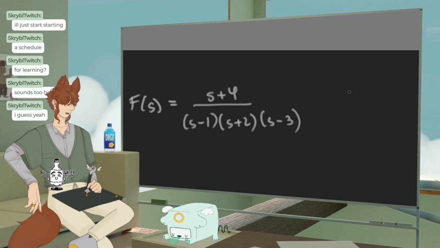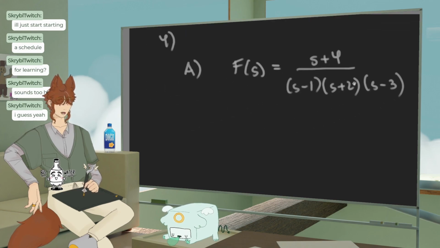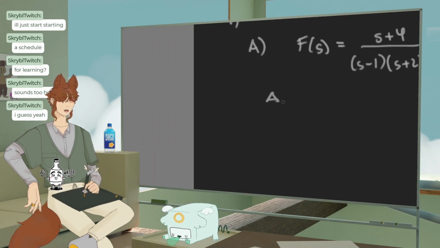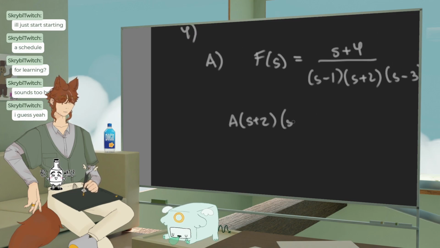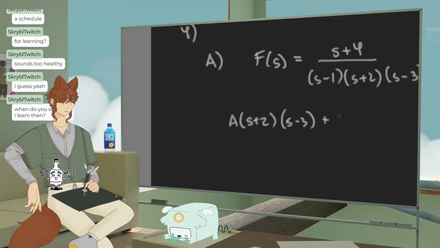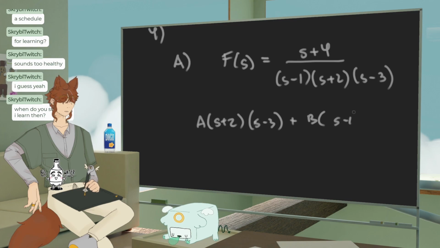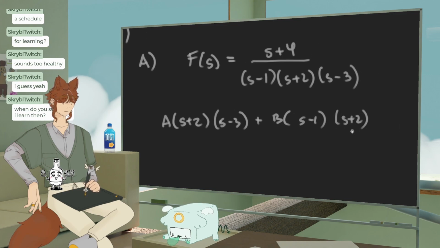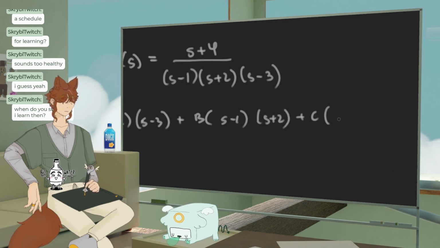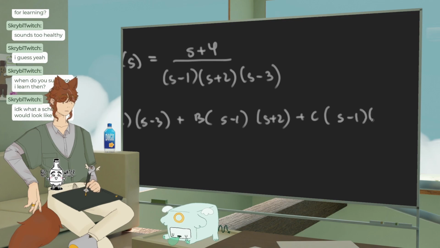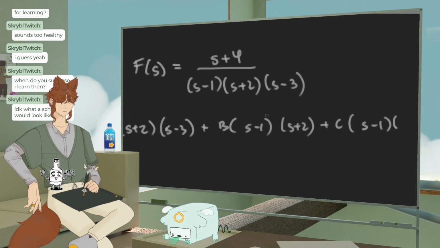No, this sucks. We're gonna do regular partial fraction decomposition. Okay, so a times s plus 2 minus 3 plus b times s minus 1, s plus 2 plus c times... Wait, why did I do b like that? S minus 3.